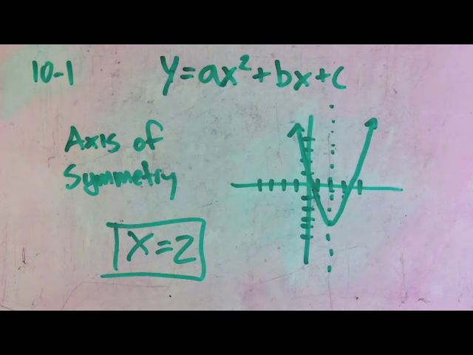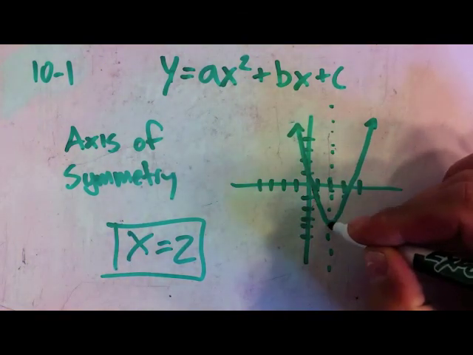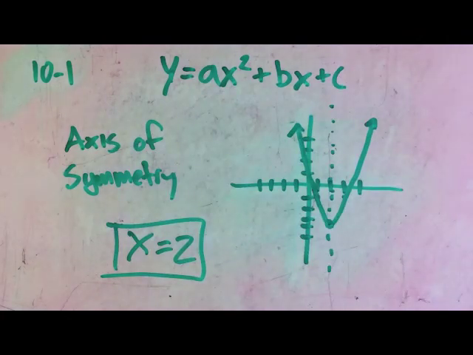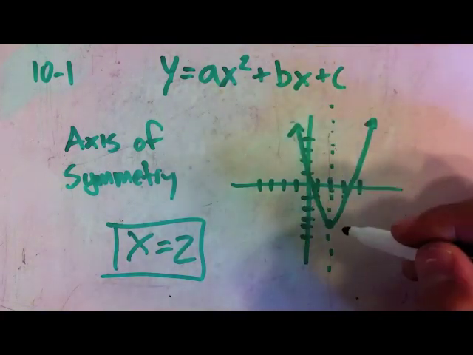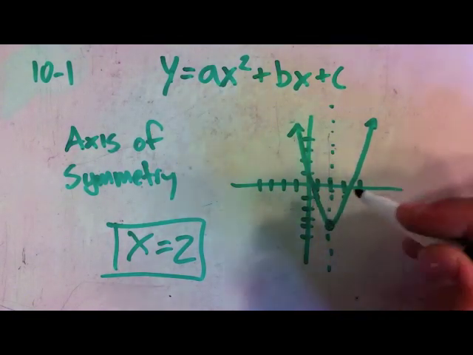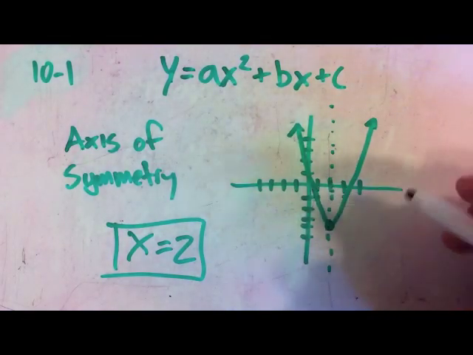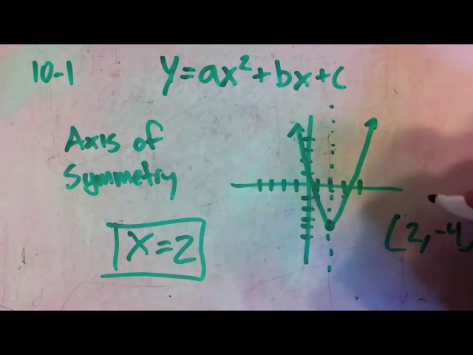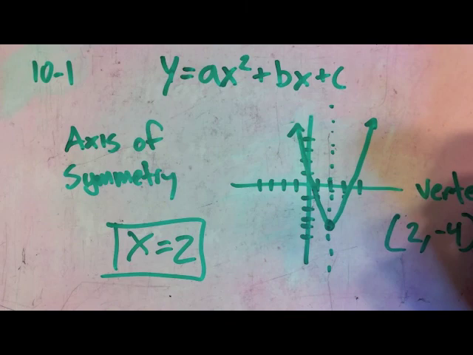One more thing that's really important to understand here is the relation between the axis of symmetry and the vertex. Remember, the vertex is the highest or lowest point depending on which way your parabola opens. In this case, it's opening upwards, so the vertex is going to be on the bottom, or the minimum. And if we graph this point right here, you'll see that it is 2 and negative 4. And that is the vertex. So this is what this vertex equals.